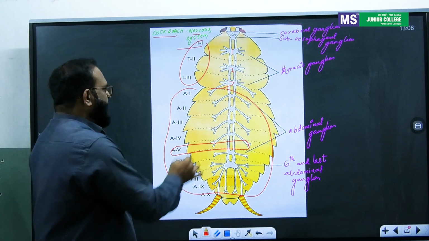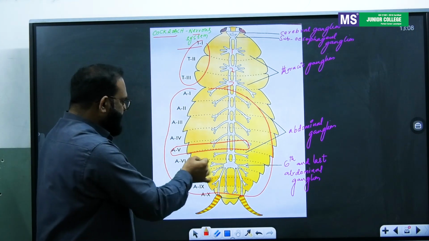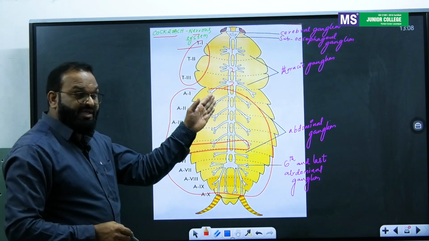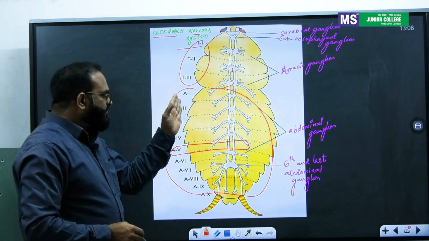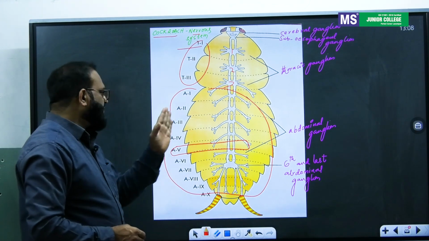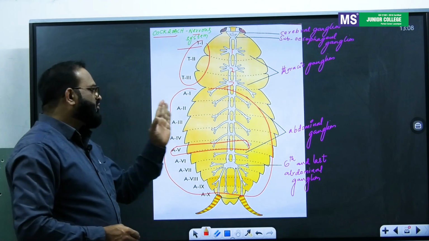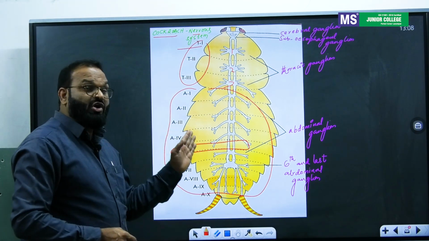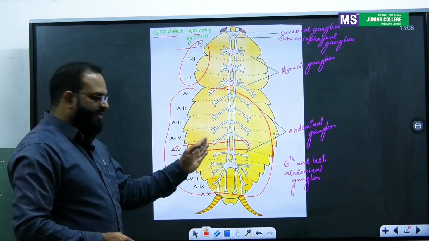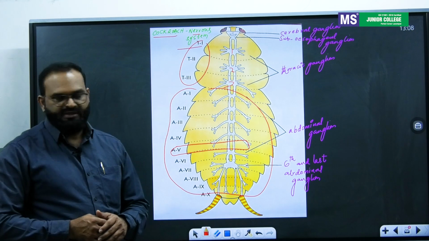The examiner will look into that point. Please be cautious. There are 1, 2, 3, 4, 5, 6 abdominal ganglia. A1 is present in the 1st abdominal segment, A2 in the 2nd abdominal segment, A3 in the 3rd, A4 in the 4th. In the 5th abdominal segment the ganglion is absent. Again in the 6th and in the 7th segment.